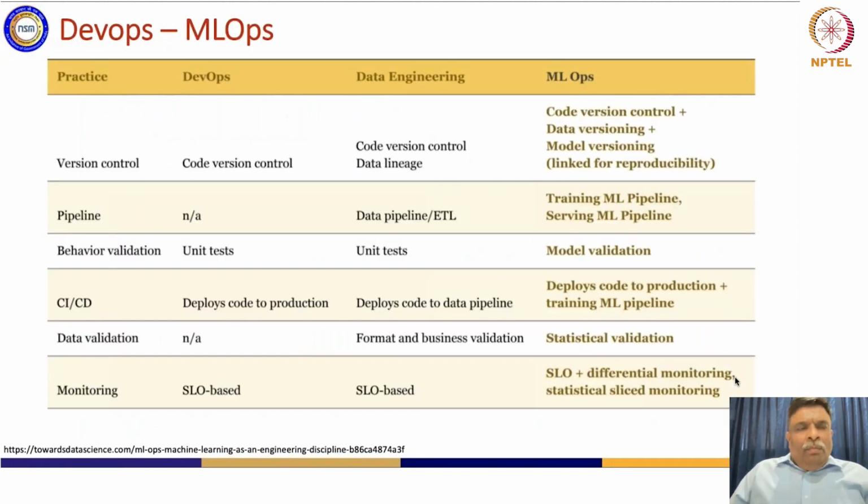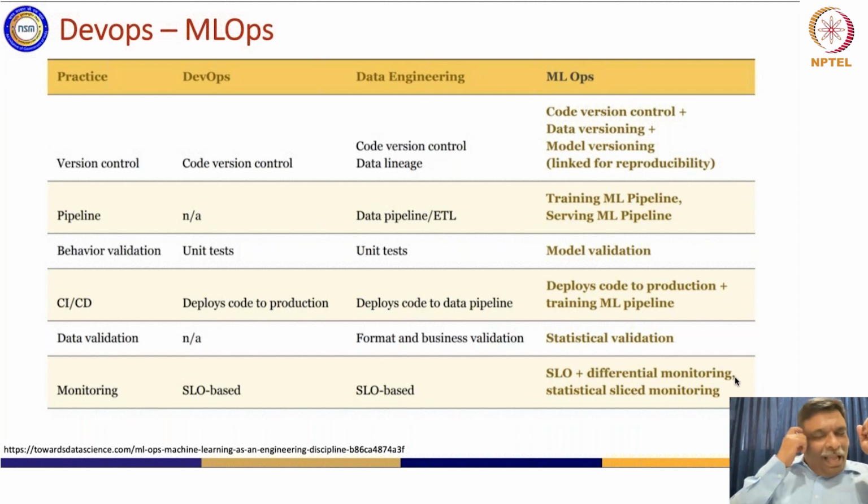So let us try to understand a bit of the similarity between DevOps and MLOps, and the differences between both of them. So see, DevOps was developed to maintain version control, maintain good pipelines, understand behavior validation, CI/CD, continuous deployment, then data validation for some matter, and monitoring.